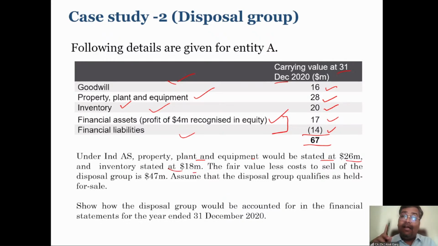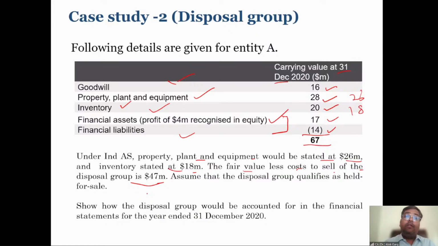Right. So the carrying value, step one is given. You need to compute the carrying value as per the respective standard, prior to reclassification. So this is given at 26 and this is given at 18. The fair value less cost to sell of the disposal group is 47 million.